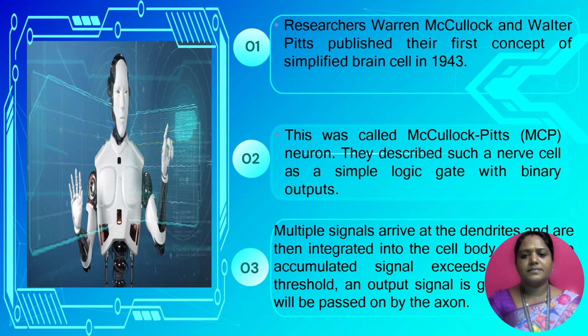Next, the researchers Warren McCulloch and Walter Pitts published the first concept of simplified brain cells in 1943. So this represents the MCP neurons, which means McCulloch and Pitts neurons. First, it receives the input signal from the dendrites, similar to the human brain. In this case, the artificial neurons are artificial nodes that are interconnected together, and activation functions help to produce the output based on the input requirements.